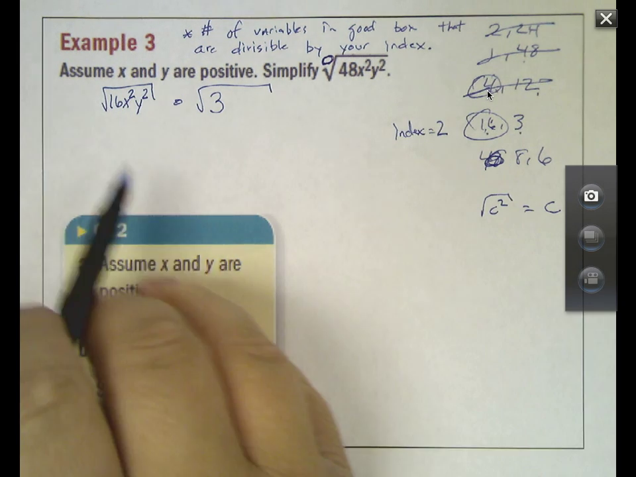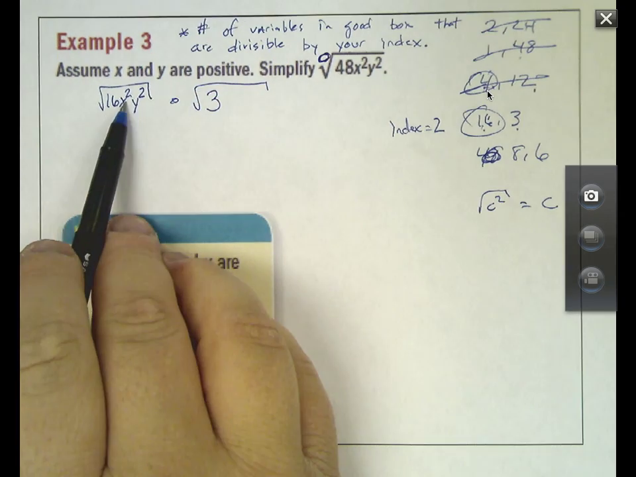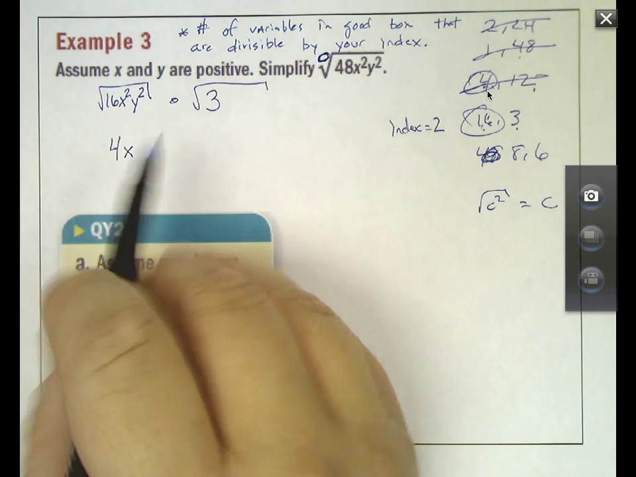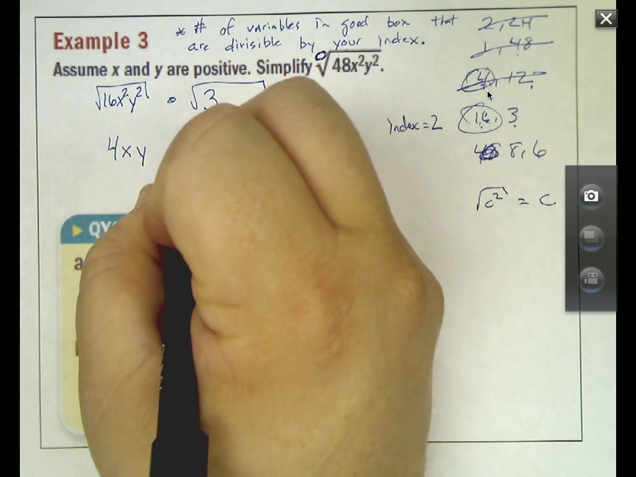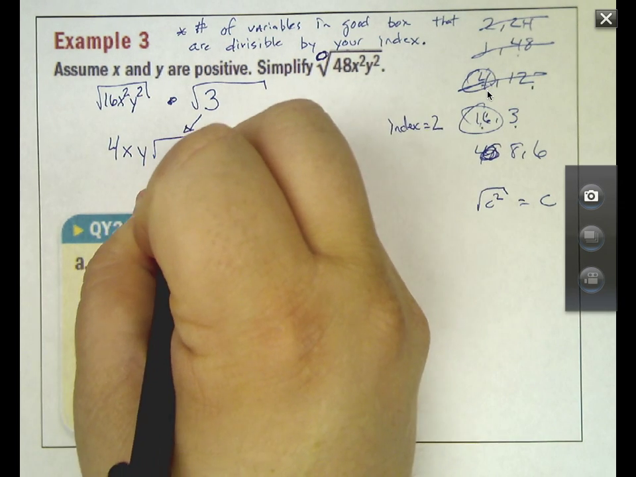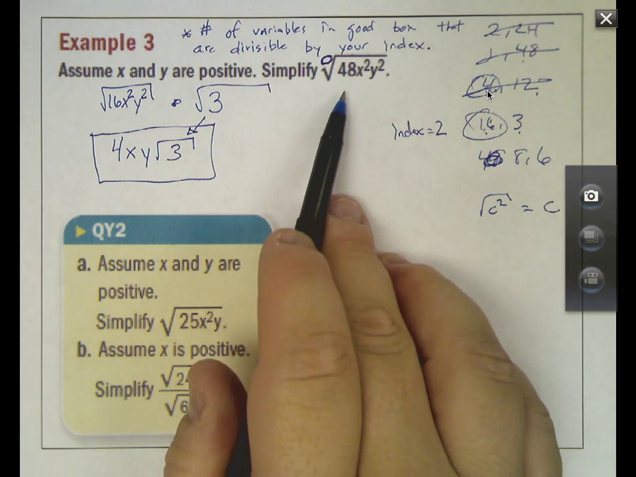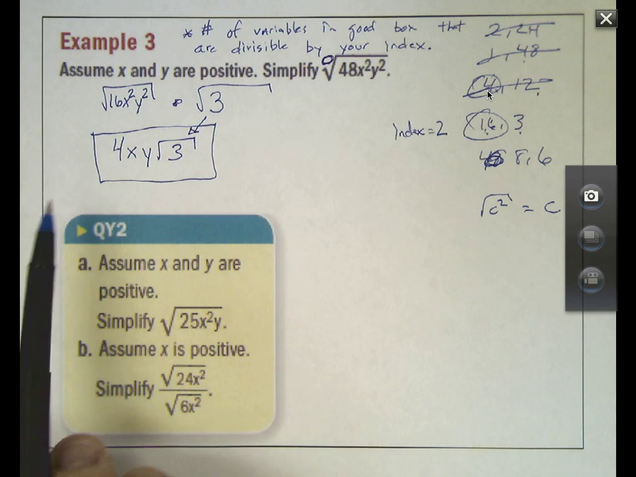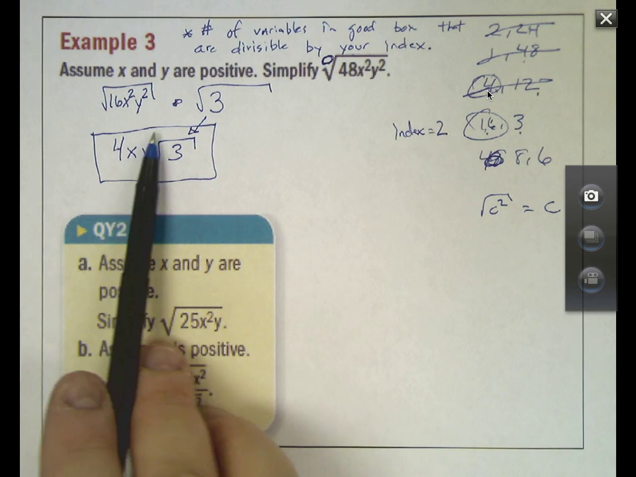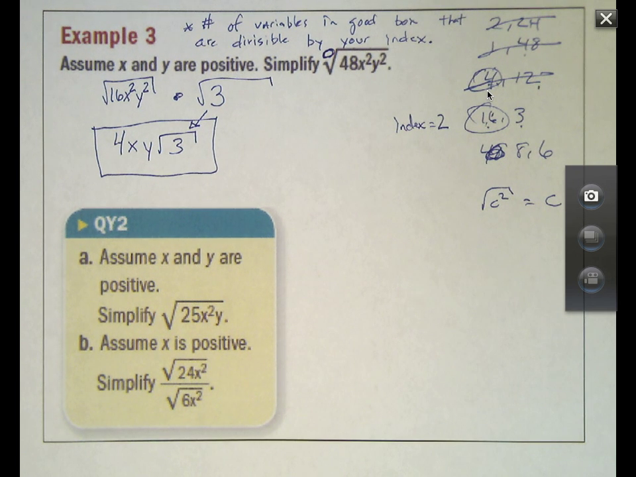Now, same thing with taking the square roots. We know the square root of c squared gives me c. So what's the square root of 16? Square root of 16 is 4. The square root of x squared is x. The square root of y squared is y. And then you still have to bring down your bad box, which gives me the square root of 3. So simplifying the square root of 48 x squared y squared gives me 4xy square root of 3.